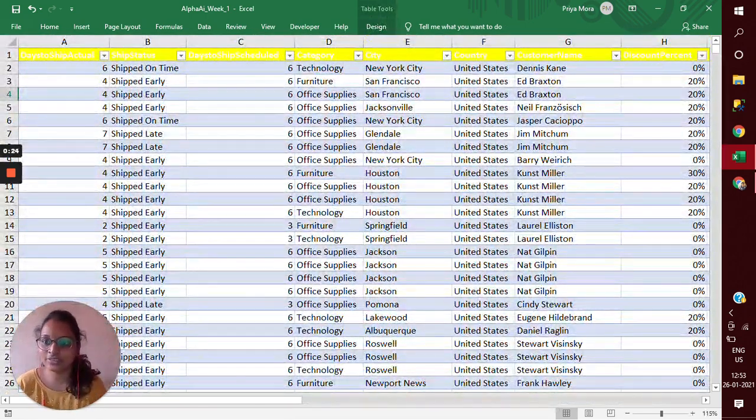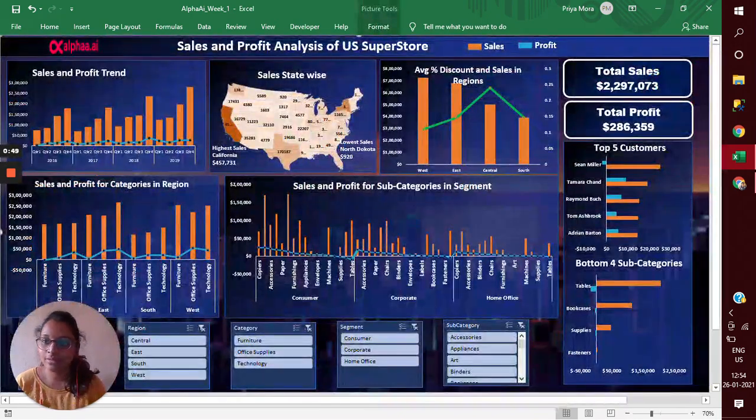This is the data which I have used for building the dashboard. Each record gives the information about the product, the purchase date of the product, the city in which the sale happened, product category, name of the customer, discount provided on the product, and several other information related to the product. This is the dashboard where the analysis of sales and profits is done.